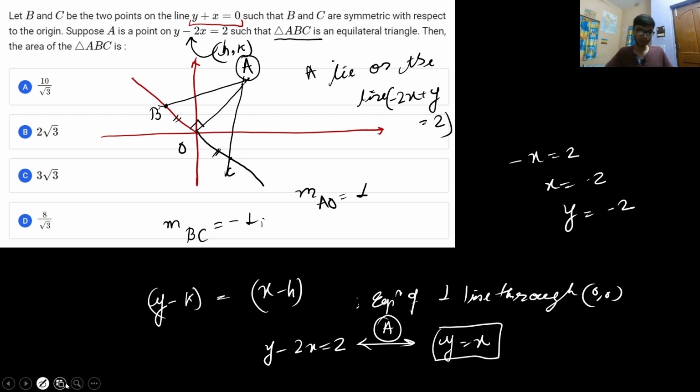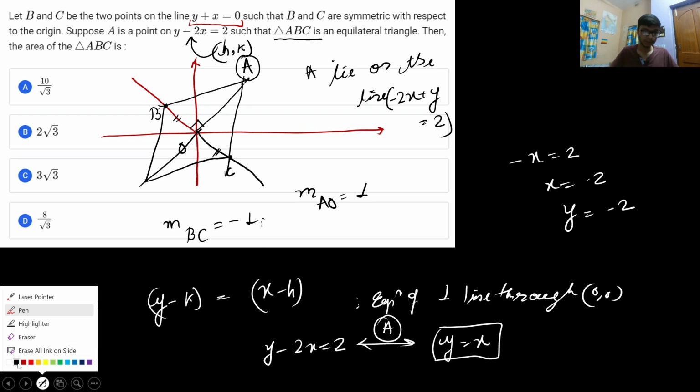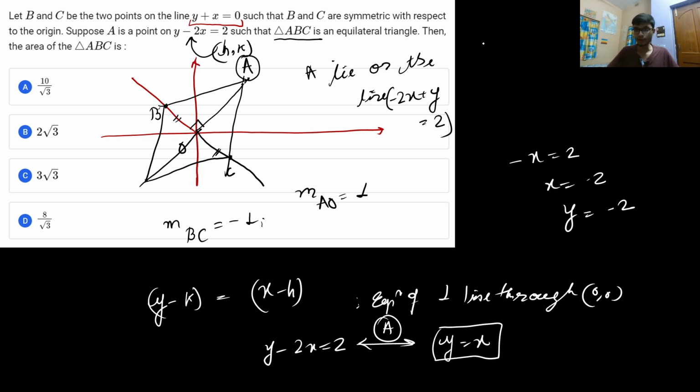Okay, so that means this point A lies on the other side of this triangle, because there are both possibilities. So now I have the coordinates of point A, and with the coordinates of point A, I can definitely find the area of the triangle.